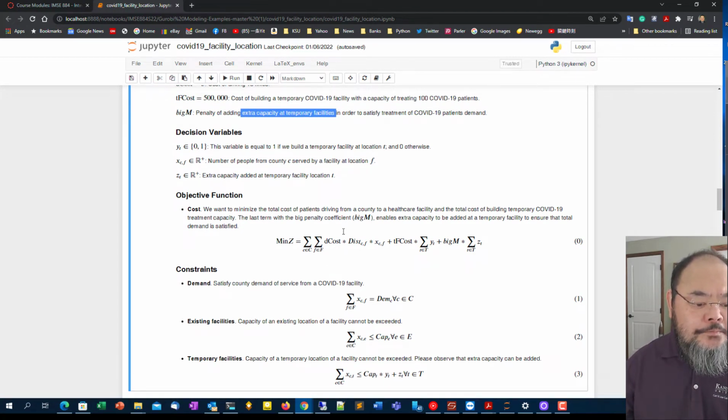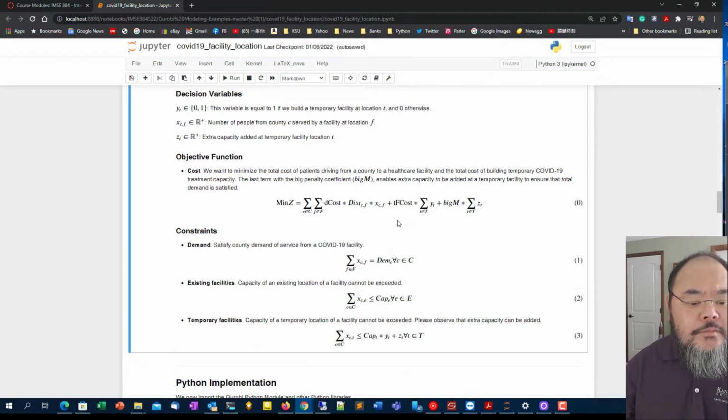First is the cost times the distance between the county to a specific facility. So X is the number of people actually served for that particular facility F. So X is number of people in county C to serve at facility F. The total cost is how many temporary facilities I want to add. Each one of them is $500,000.